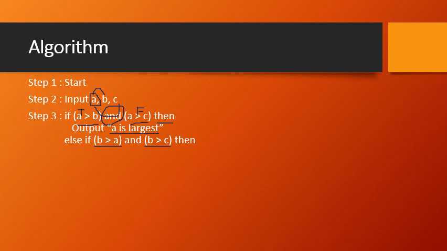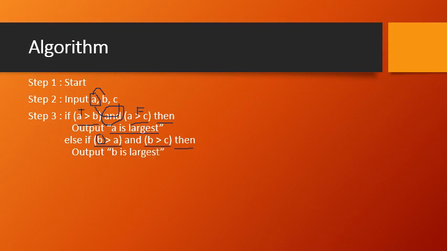The second number is what? B here. So is B greater than the first number? That is, is the second number greater than the first number, and the second number is also greater than the third number, right? B is greater than A and B is greater than C. If both the conditions are true, then we have to say what? B is largest. So output B is largest.